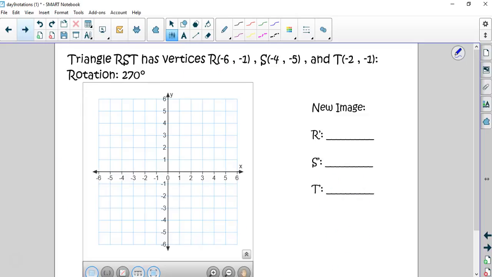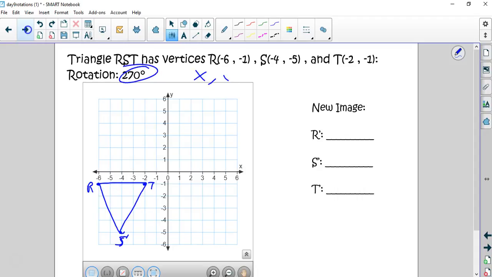Triangle RST has vertices R at -6, 1, -1. S, -4, -5. Nope, just S. Not moving yet. And T, -2, -1. Okay, so -6, -1, -4, -5. There's my triangle. I'm going to rotate it 270 degrees.